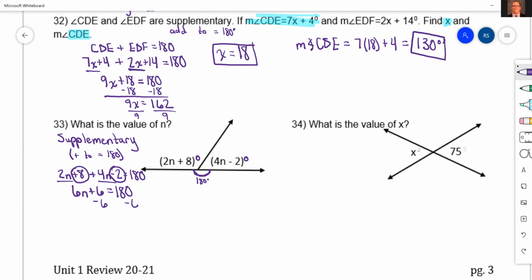Subtract 6 from both sides. You get 6n equals 174. Divide by 6. And we get n equals 29. Is that all they ask us to find? Yep. There's our answer.